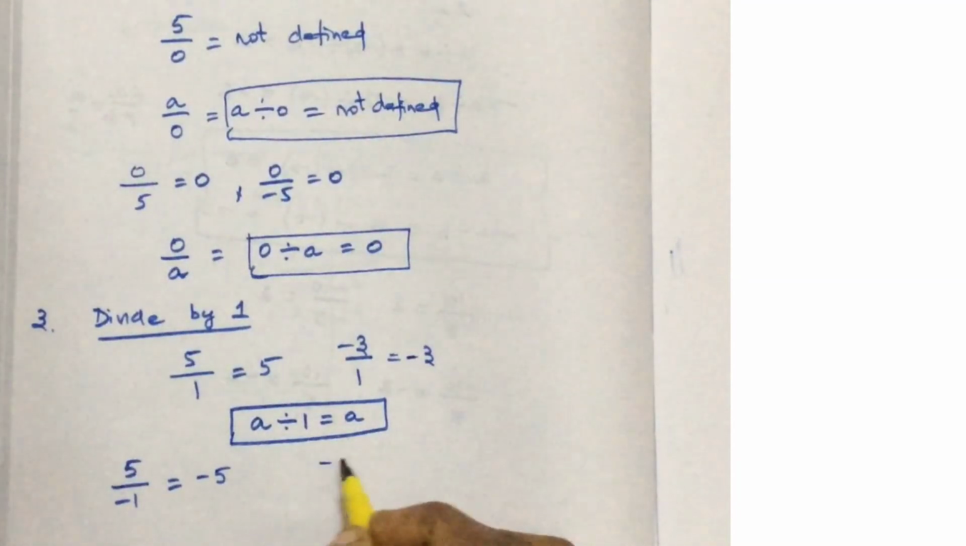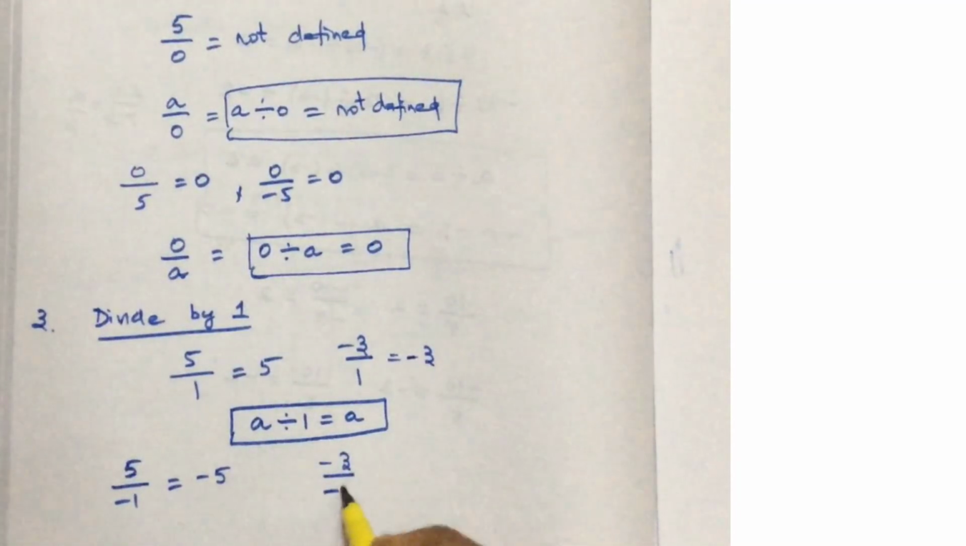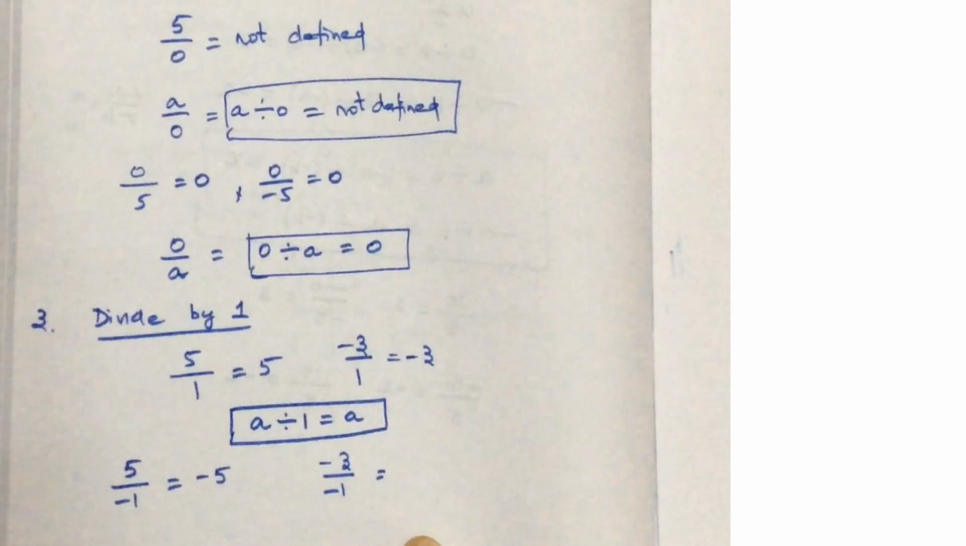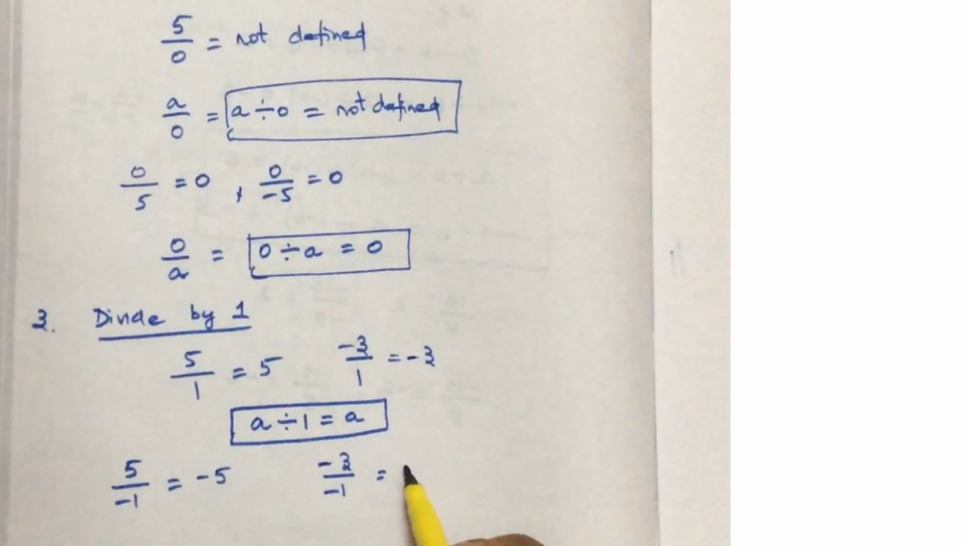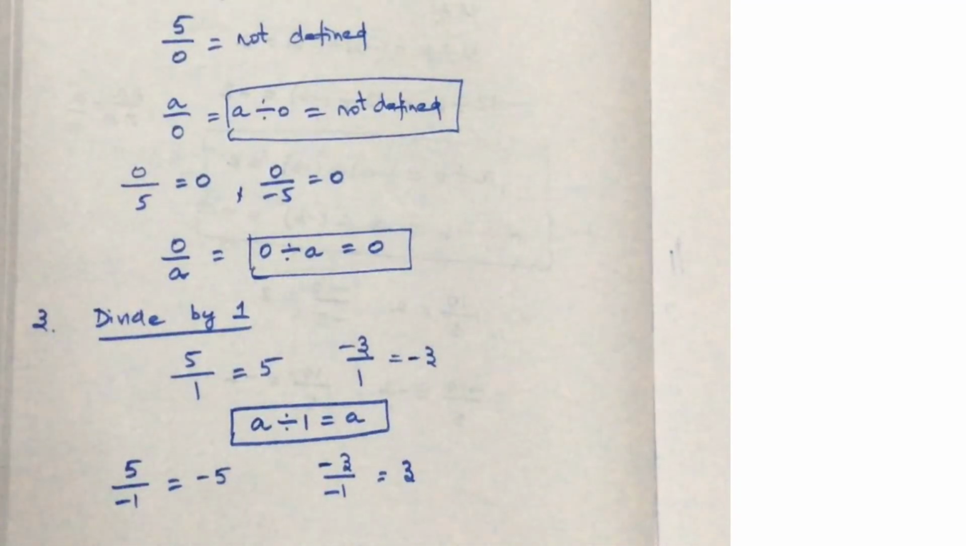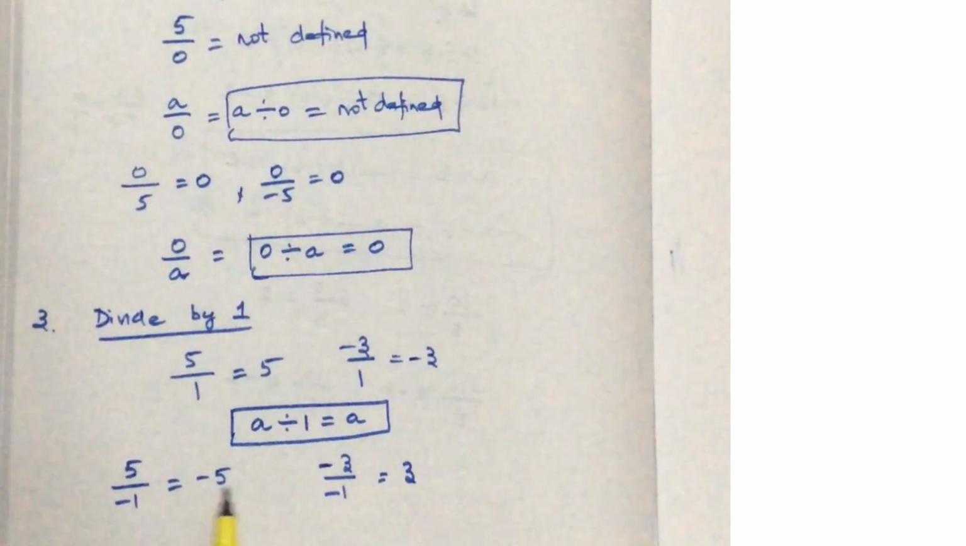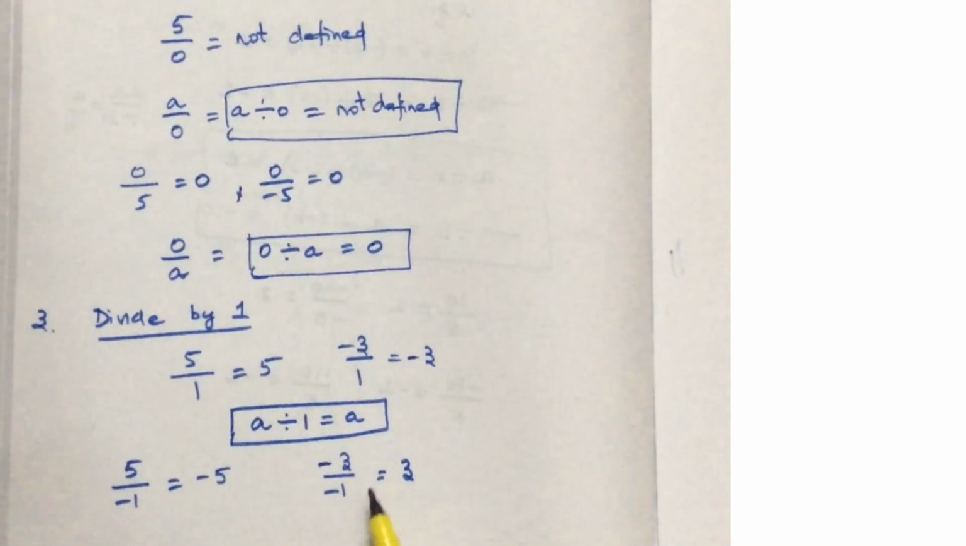So minus 3 divided by minus 1. Any integer, if you divide by minus 1, here this minus and this minus will get cancelled. The answer is 3. So if you see in the question, if 5 is divided by minus 1, you will get minus 5, that is the negative of this. If minus 3 is divided by minus 1, that becomes positive 3.